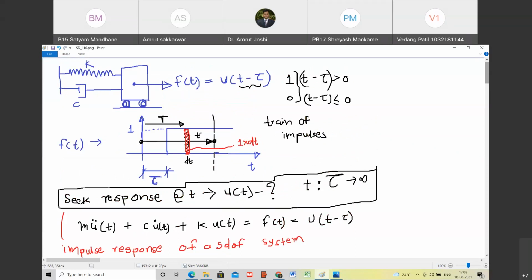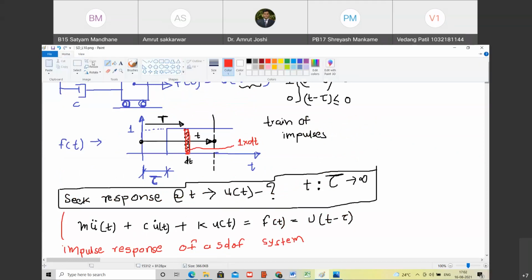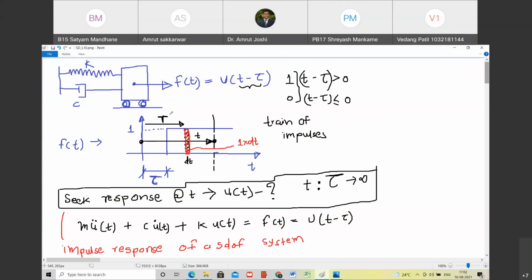Can you please repeat this sentence? Yes, I will repeat the sentence. We will take numbers so that things don't get jumbled up. So let us say this small t is 7 seconds. Happy? Yes, sir. Let us say this capital T, for the sake of argument, is 30 seconds. Are you with me?